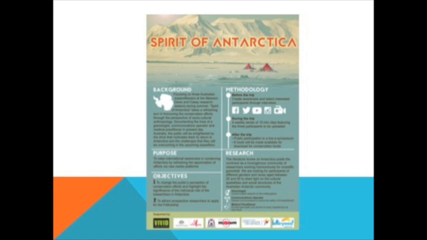The purpose of the project is to raise international awareness in conserving Antarctica by refreshing the appreciation of efforts via new media platforms. Those new media platforms are social media like Twitter, Facebook, YouTube, Instagram, etc. So the objectives are to change the public's perception of conservation efforts and highlight the significance of the individual role of the researchers in Antarctica. They wanted to also attract prospective researchers to apply for the fellowship.